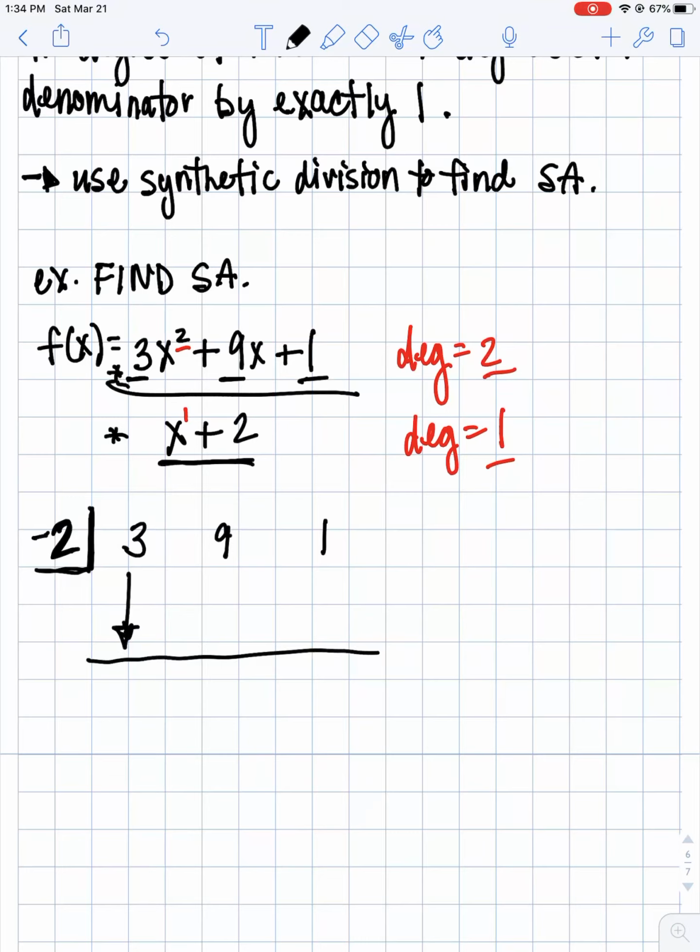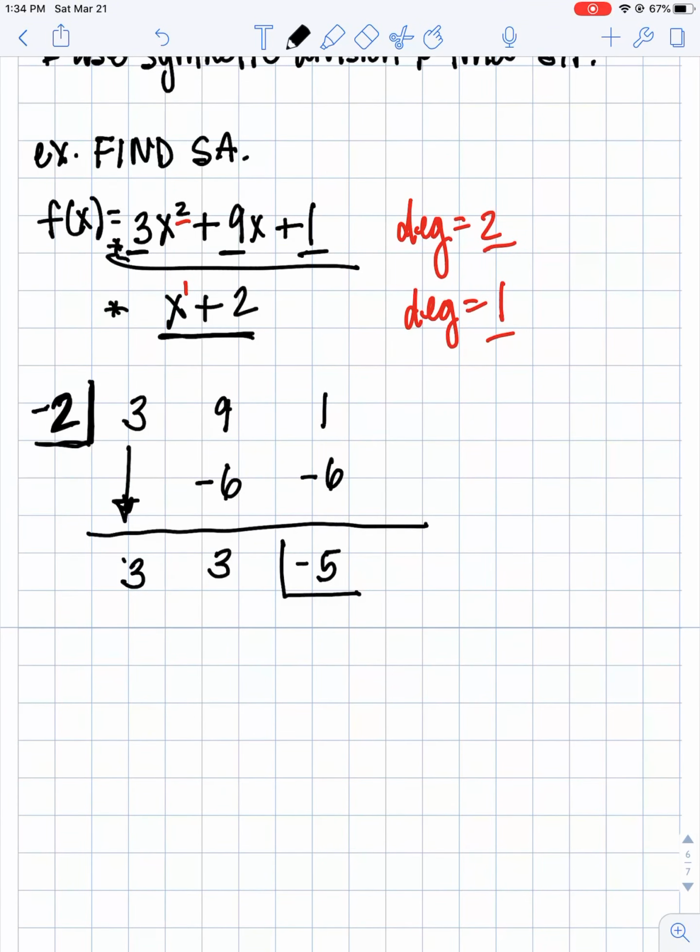If you remember synthetic division, you bring down the first number. Hopefully this is ringing some bells for some of you. And then you multiply by the number in the box. So 3 times negative 2 is negative 6. If you combine 9 and negative 6, you get a positive 3. 3 times negative 2, again, is a negative 6. If you combine 1 and negative 6, you get a negative 5. Okay? And so back in college algebra, negative 5 was your remainder.